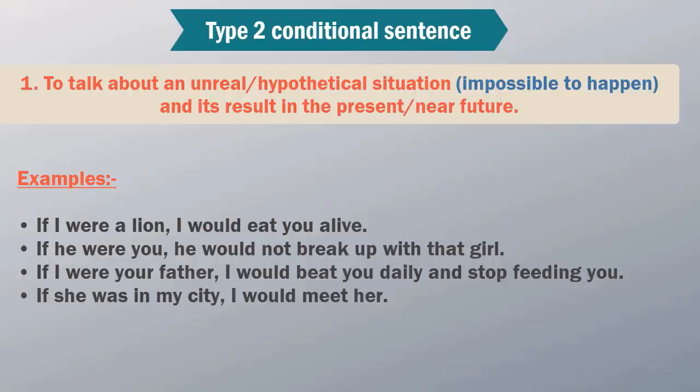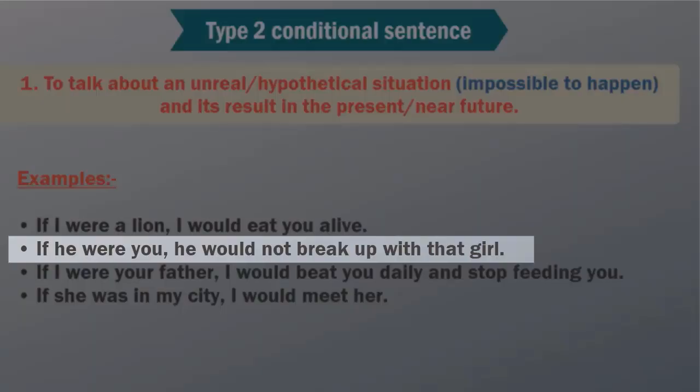More examples. If he were you, he would not break up with that girl. If he were you. Now, can he be you? He cannot be you. And that is exactly why we're using were here. If he were you, condition, if that happened, if he were you, he would not break up with that girl. He would not do something. What is that? Break up with that girl.